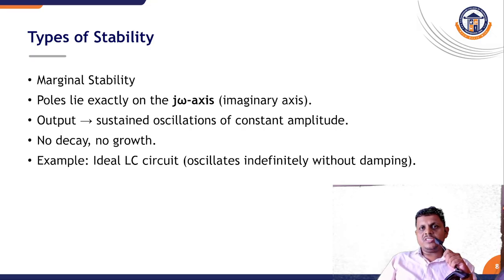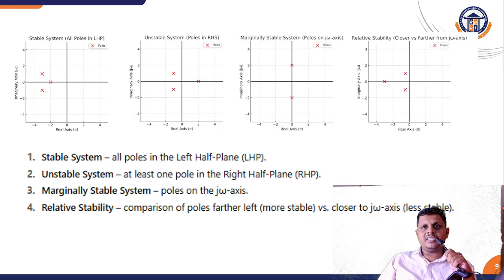So in marginal stability, the output is sustained oscillations of constant amplitude. Here no decay and no growth occurs. An example for marginal stability is an ideal LC circuit, which oscillates indefinitely without damping. So this is an example for marginal stability, and this is the graph for the location of the poles in the system.